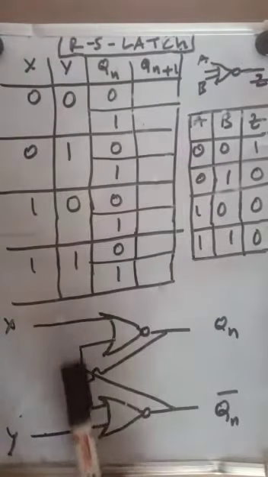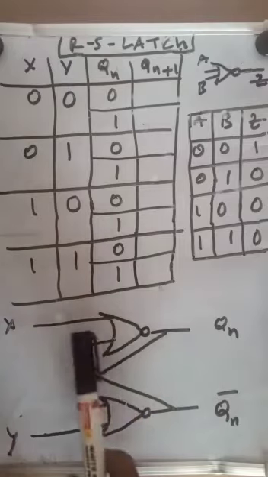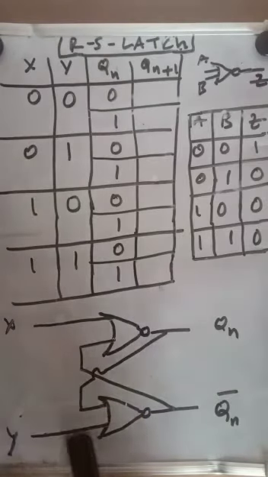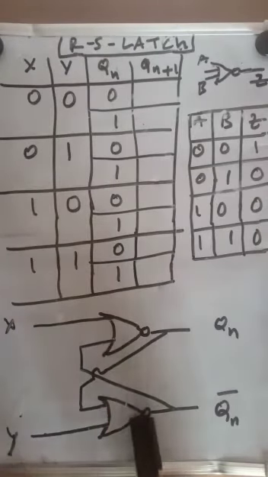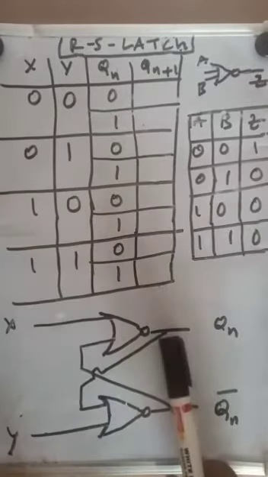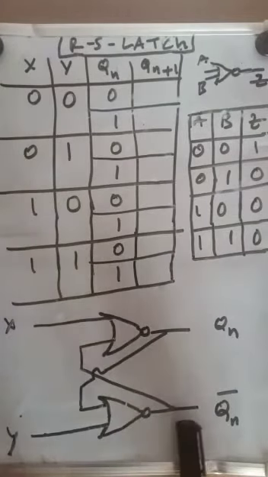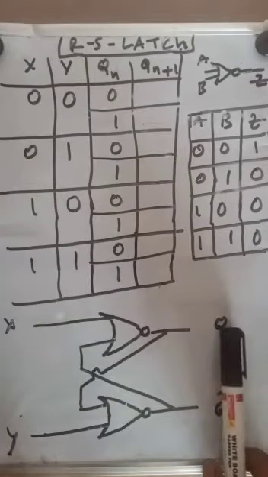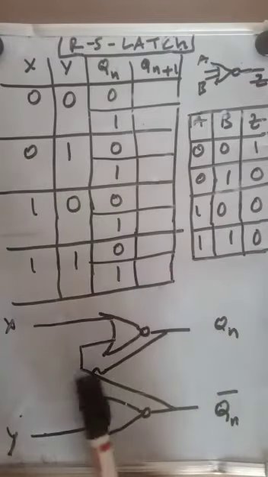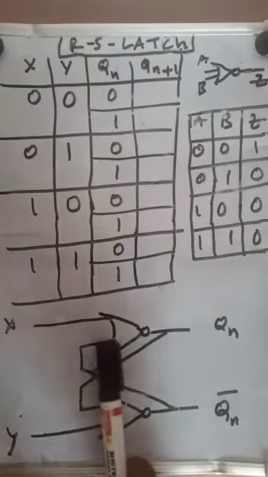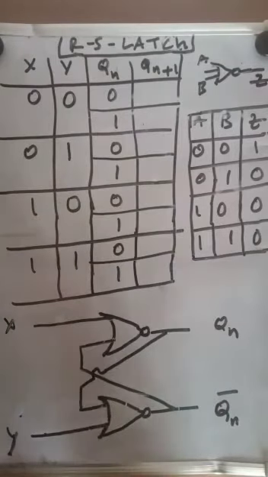This is what is called a latch, which means a back-to-back connection. This is X and this is Y. These are the two inputs, and this is one NOR gate and this is another NOR gate. The output of one NOR gate is connected to the input of the second. These are the outputs Q and Q bar, and the Q bar output is connected to one of the inputs of the first NOR gate.